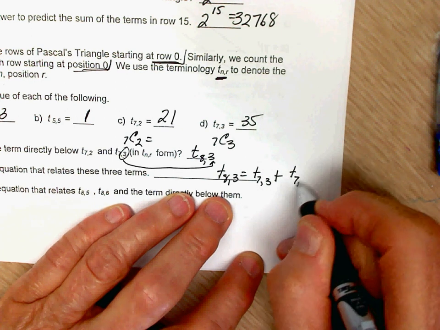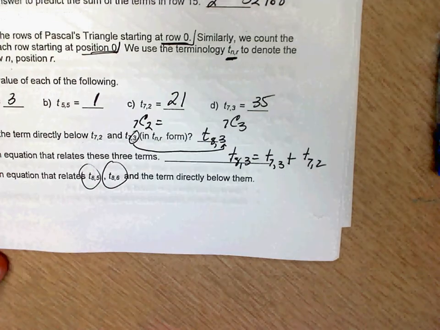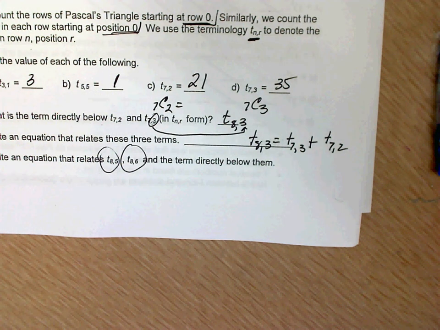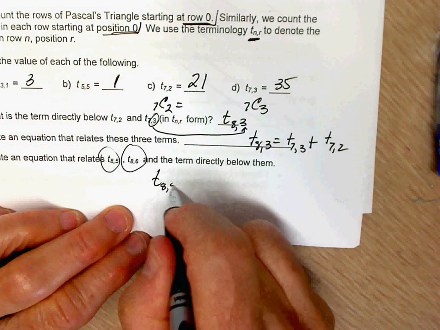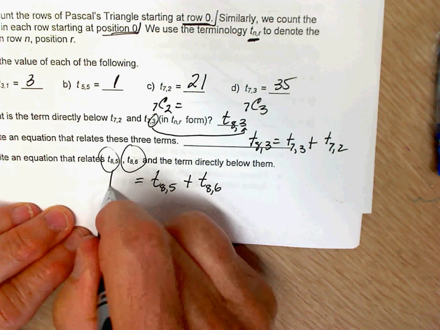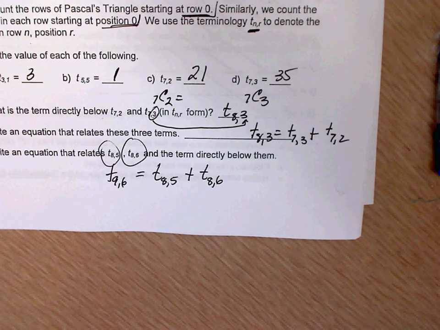Can you write an equation for this? If you have these two terms, what would the equation be? Equals? Can I explain anything better? So Linda, how did you get T7,3 here?